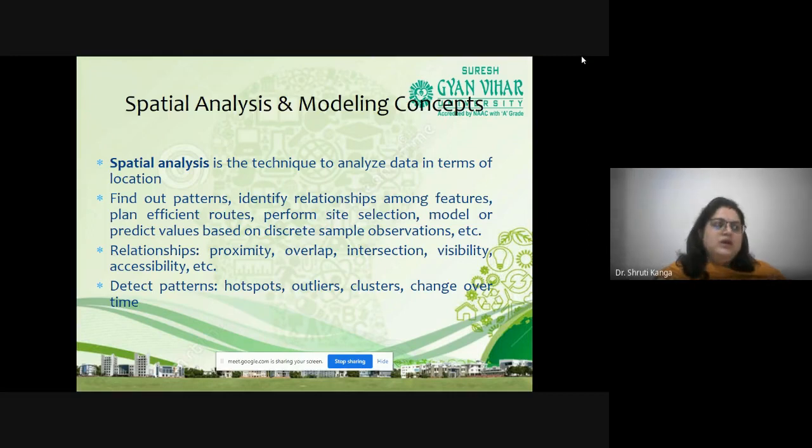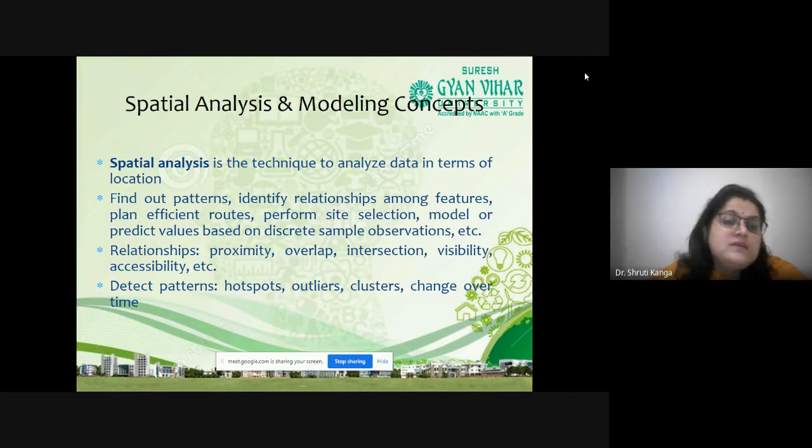Now, as we have already discussed in previous lectures, spatial is something related to the geographic position of that area. So when we are talking about the spatial analysis, that is the technique to analyze the data in terms of its location, which is related to its XY location, or you can say the geographic location. So the technique which helps us analyze this spatial data is known as the spatial data analysis.